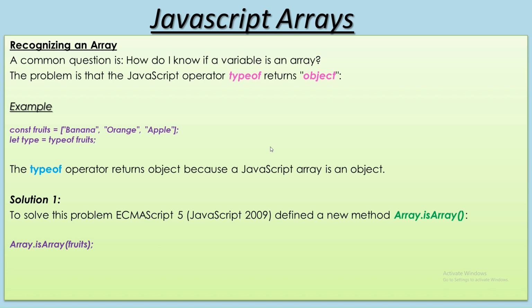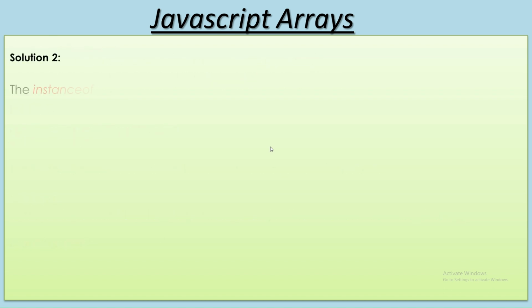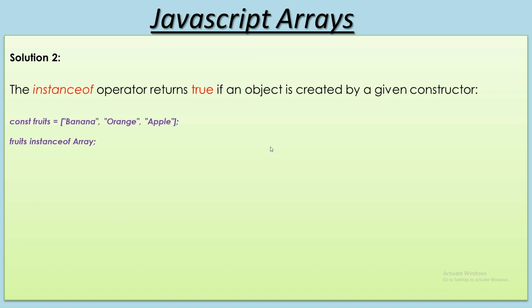The solution 1. To solve this problem, ECMAScript 5, or JavaScript 2009, defined a new method, Array.isArray. So Array.isArray(fruits) will show up as an array. And the solution 2 is the instanceof operator, which returns true if an object is created by a given constructor. So const fruits = ["Banana", "Orange", "Apple"]. Now fruits instanceof Array. This one will give us the instance of an array and it will return true.